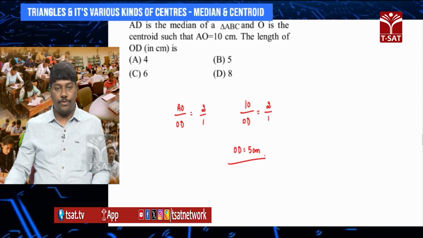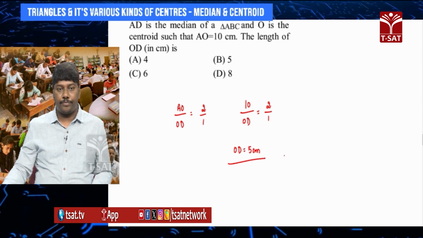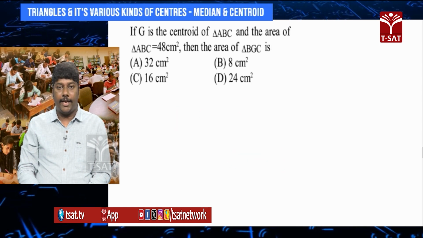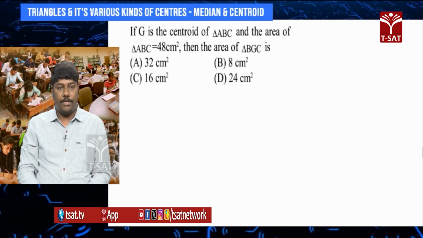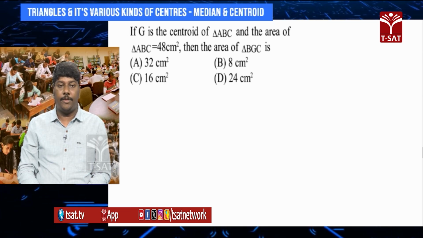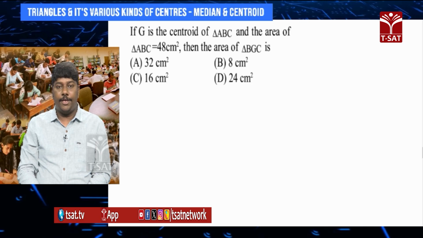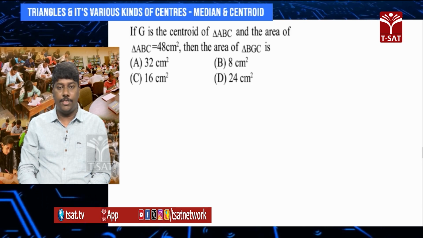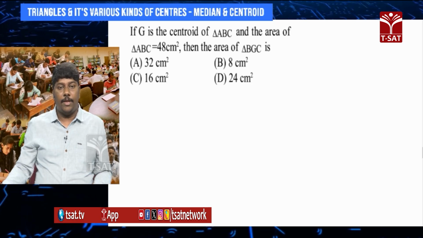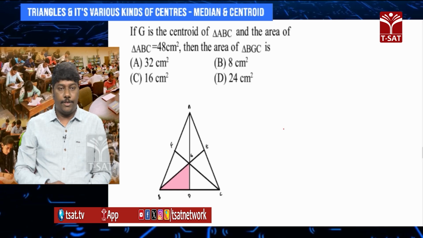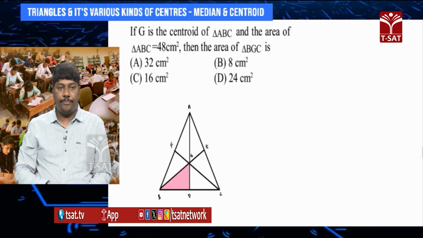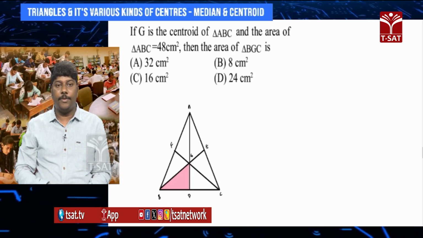So, OD is equal to 5 centimeters here. If G is the centroid of triangle ABC, the area of ABC is equal to 48 centimeters square. Then the area of triangle BGC. Let me get the figure for this. Here is the figure. ABC area is given as 48 centimeters square.